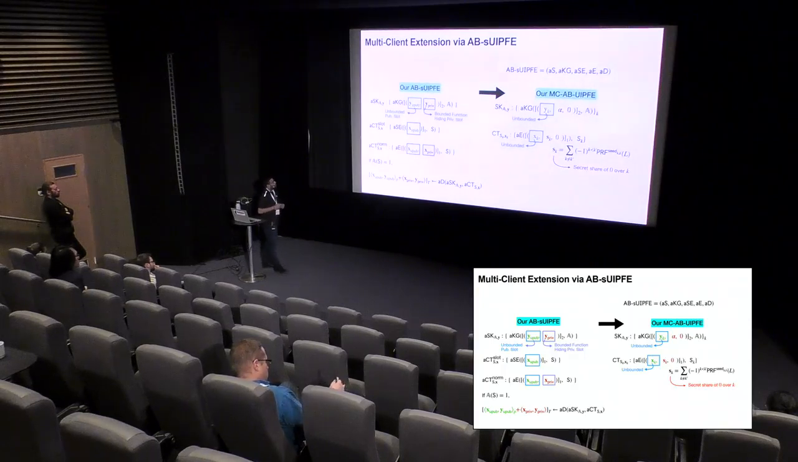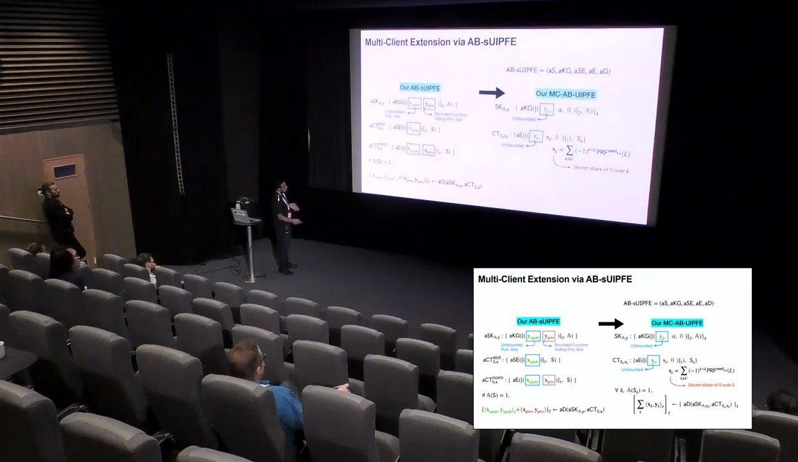Now we use the attribute-based slotted unbounded IPFE to construct this MCABU IPFE. In the key generation and the ciphertext generation, we can see that YK and XK are of unbounded length, and SK is actually a secret sharing of 0 depending on this label. If the access structure satisfies all the attribute sets, then it outputs the required inner product using the decryption of the underlying ABS UIPFEs.